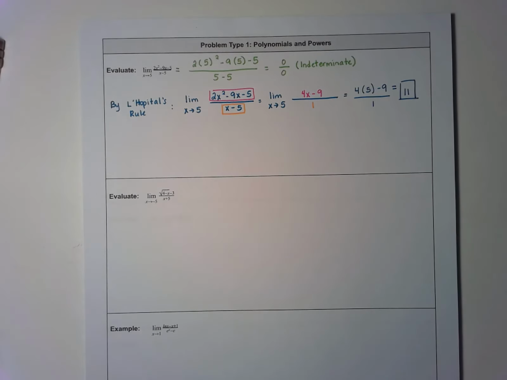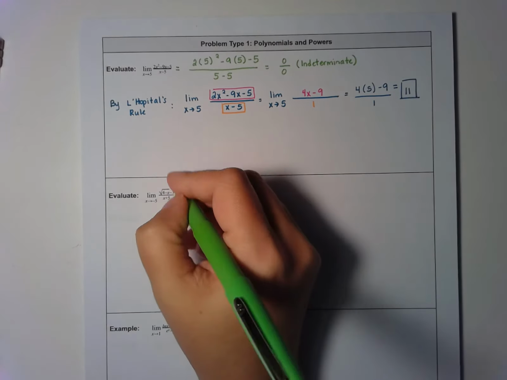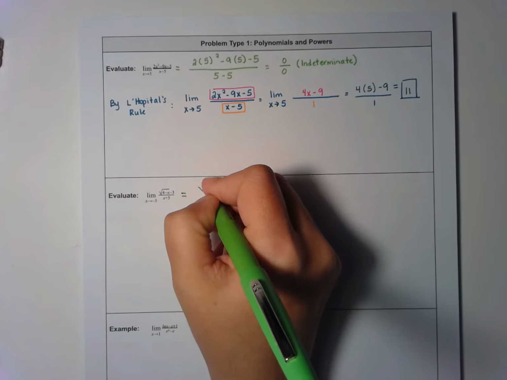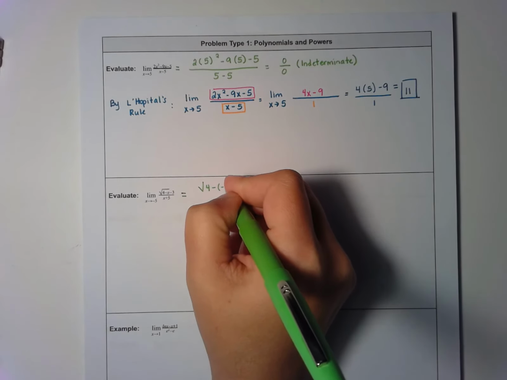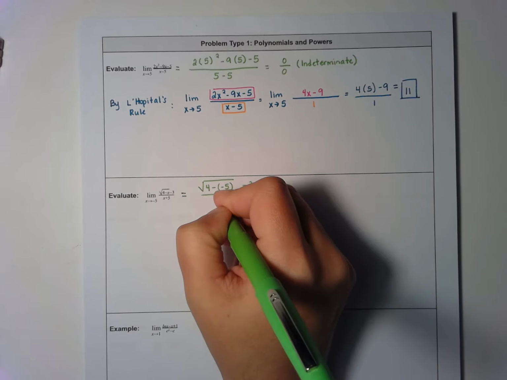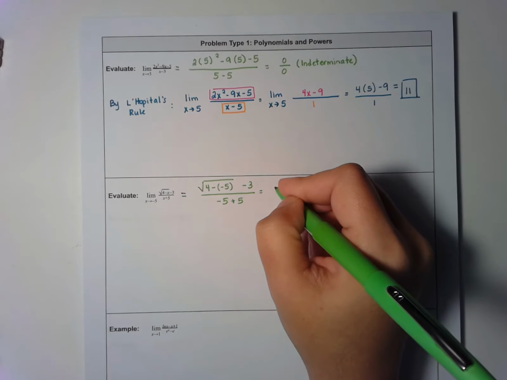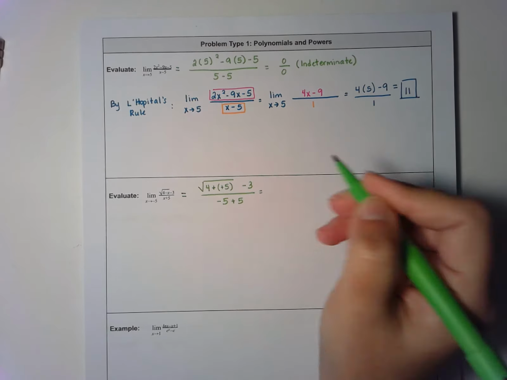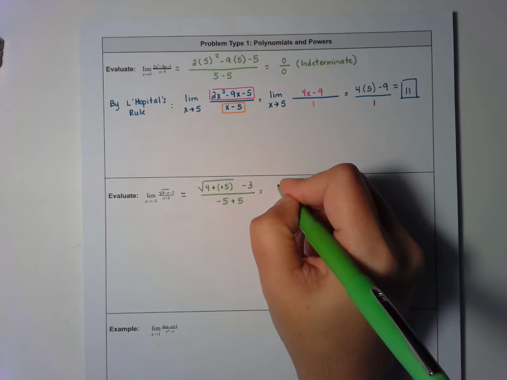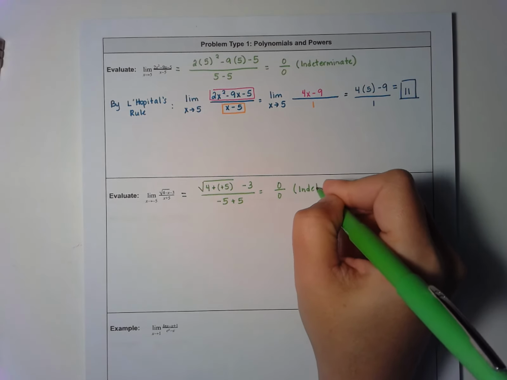Again, I think L'Hopital's rule is a nice, neat way for solving a lot of these problems. Let's try the next problem. So in the next problem, if we substitute, we would get the square root of 4 minus negative 5, minus 3, all over negative 5 plus 5. Now, if I simplify that, the square root of 4 minus negative 5 becomes plus. So the square root of 9 is 3, minus 3 is 0, over 0, which is an indeterminate form.